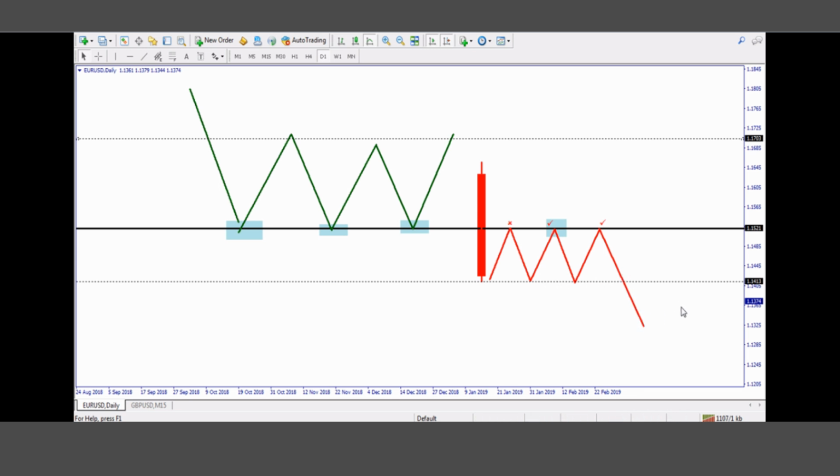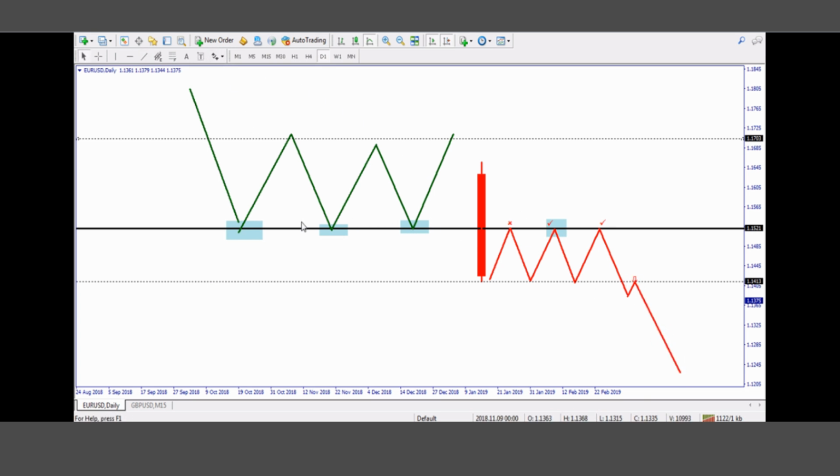The break below this point should be a confirmation that we are still heading to the lower side. So you're likely to see something like this: after breaking below, the price may retrace back up slightly, then we'll see a steep move even further to the lower side. Something like this is likely.